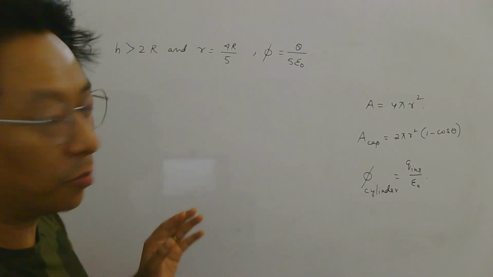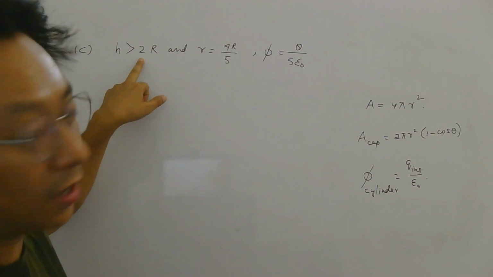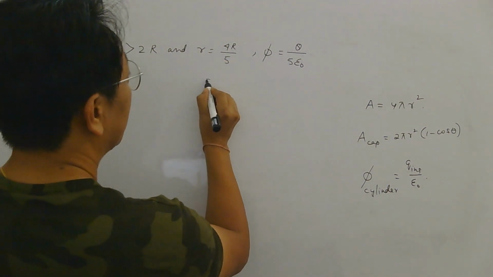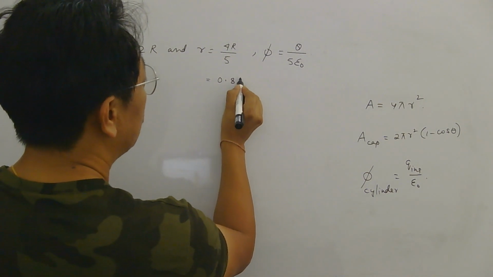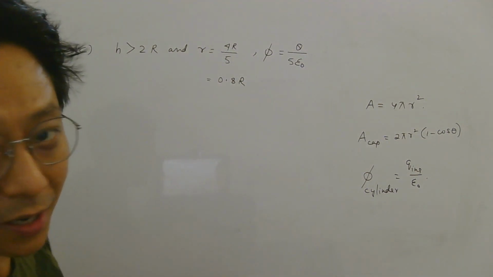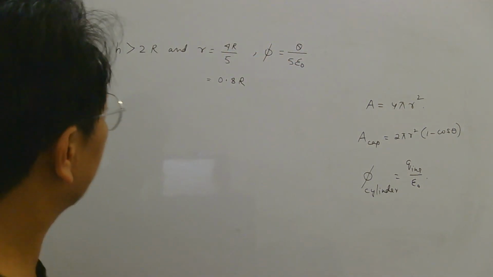Now in the third option, they told the height of the cylinder is greater than 2r and the radius of the cylinder is 4r by 5, which is 0.8r, so which is less than r, right? The radius is less than r. In that case, the flux through the cylinder is given this. We need to check whether it's right or wrong.